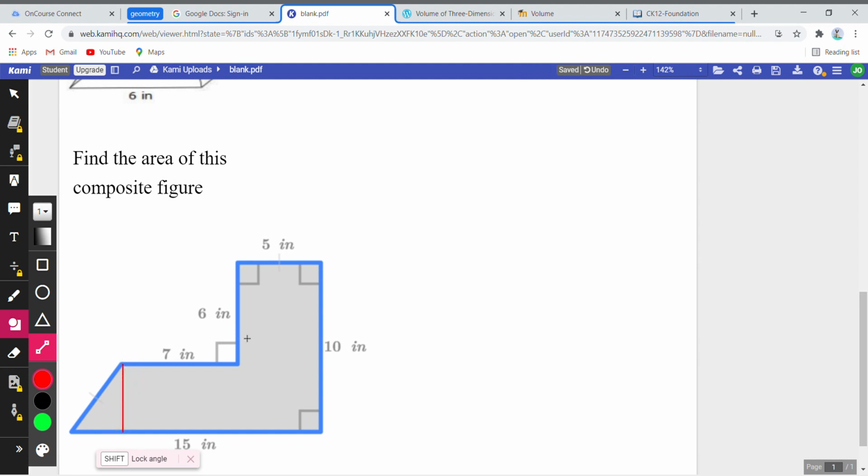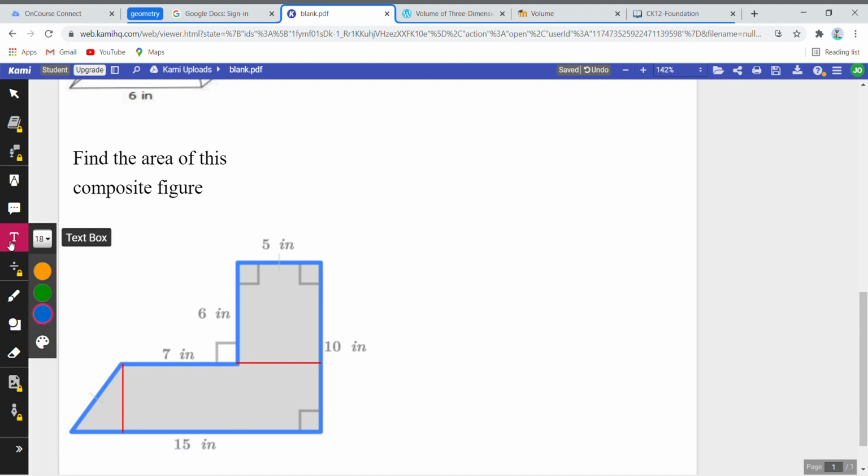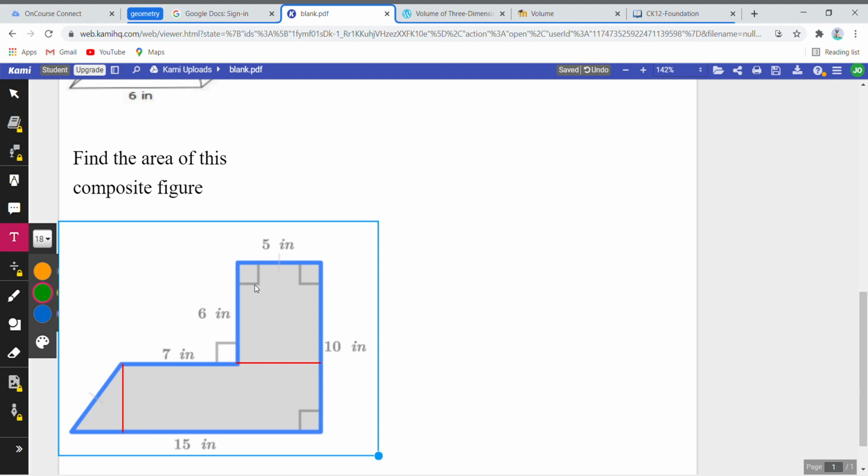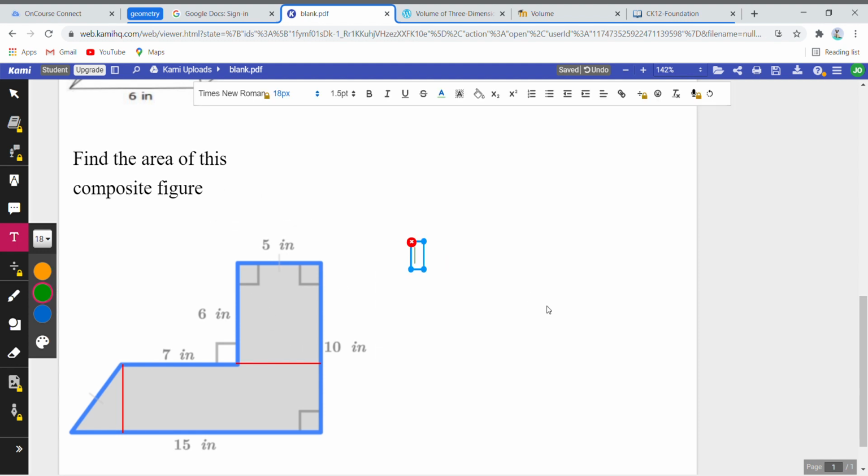Okay, and then we can split this into two rectangles. So I'll just split it this way. And we could also split it this way, but I'm just doing this for now. Alright, now to start, we'll start off with the rectangle. So we'll do this rectangle first. We'll call that R1 for rectangle 1, and we'll have that in green.